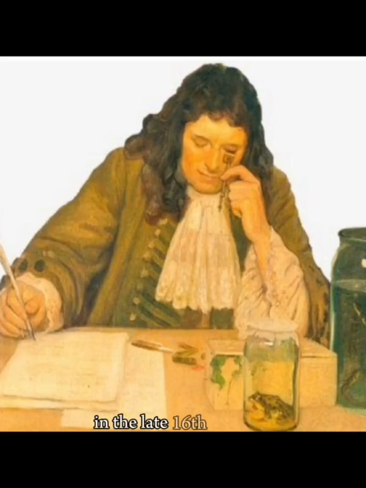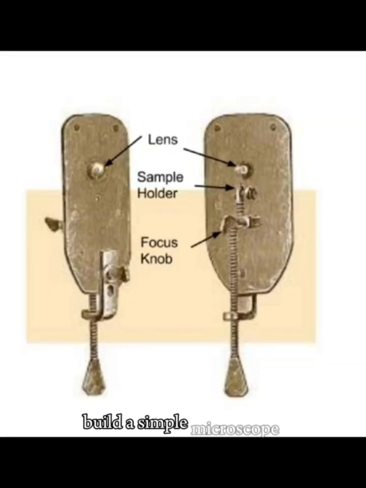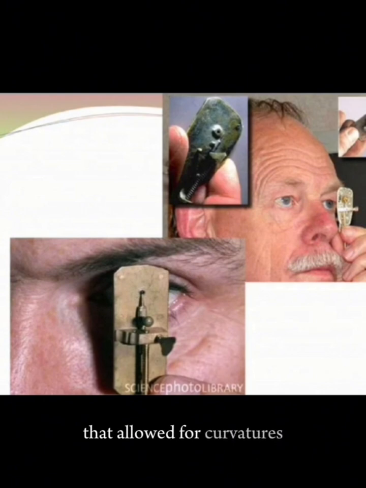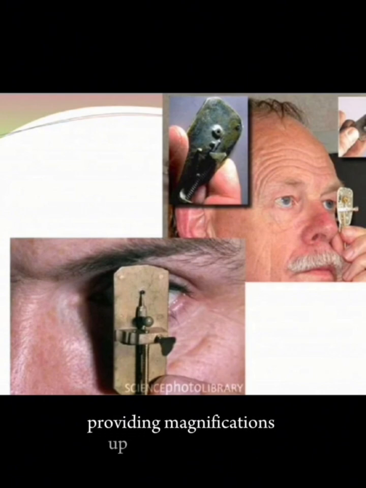In the late 16th century, Antony van Leeuwenhoek, a Dutch trader and scientist, built a simple microscope with only one lens to examine blood, yeast, insects, and many other tiny objects. He was the first person to describe bacteria, and he invented new methods for grinding and polishing microscope lenses that allowed for curvatures, providing magnifications up to 270 diameters, the best available lenses at that time.